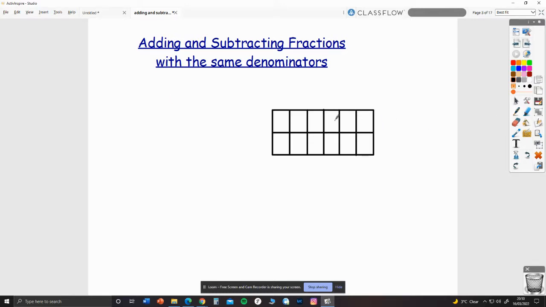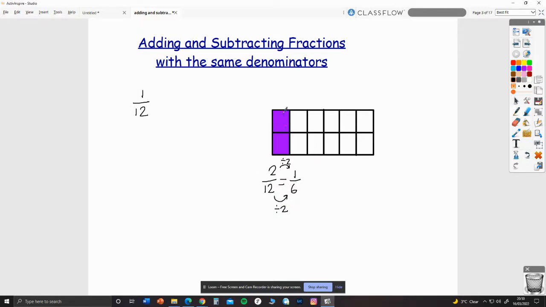So in this shape here I've got 1, 2, 3, 4, 5, 6, so 12 different parts. If I was to shade in one of those parts, I would say I've got 1 out of 12, which we can write as 1/12. If I shaded in another part, I've now got 2 out of 12, which can be simplified as a fraction to say that I've got 1/6. I've done that by dividing both numbers in the fraction by 2. So we say those fractions are equivalent.